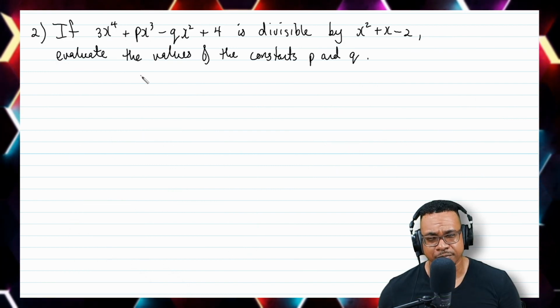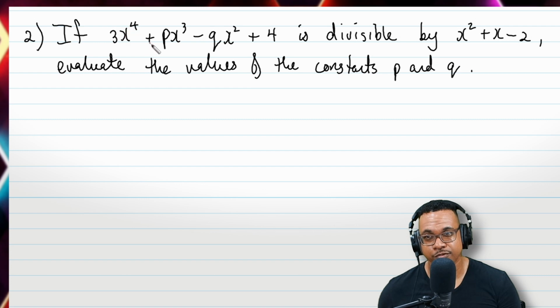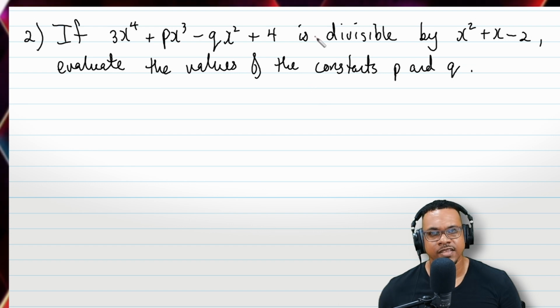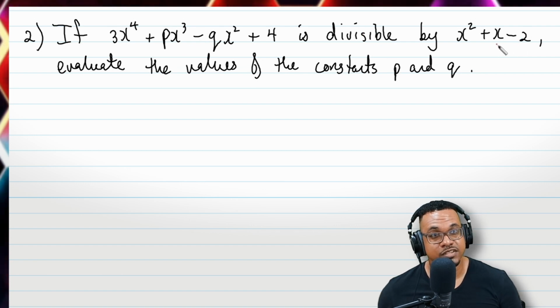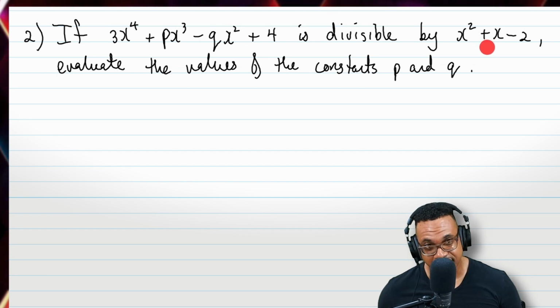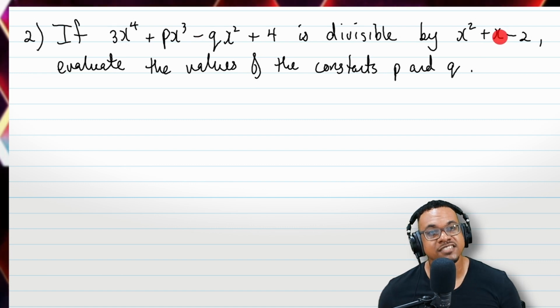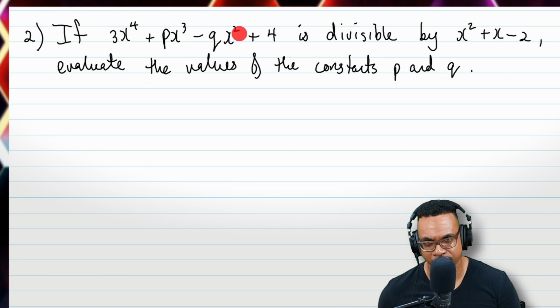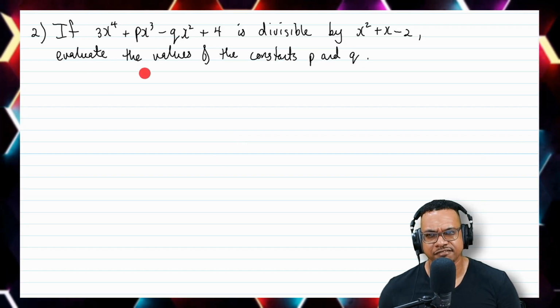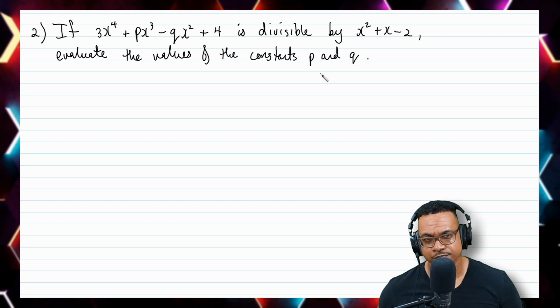So when we go to our second example, we have a polynomial here, 3x to the power 4 plus px to the power 3, take away qx squared plus 4. And it is divisible by this quadratic, x squared plus x, take away 2. Now the word divisible means that when we divide this with this quadratic, the remainder is 0. That's what divisible means. And now this quadratic, if you break it up into its linear factors, those will also be factors of this polynomial because the quadratic is a factor of this polynomial. And they want us to evaluate the values of the constants p and q.